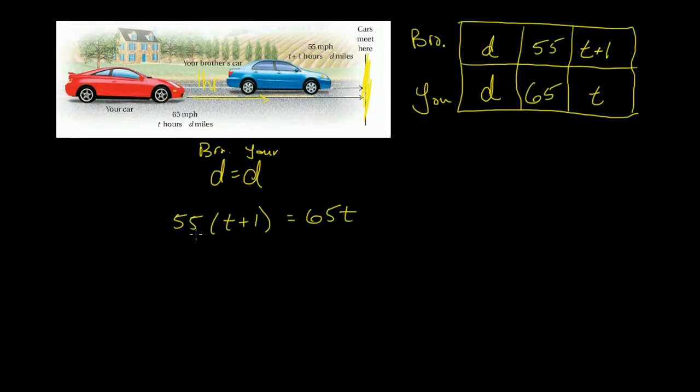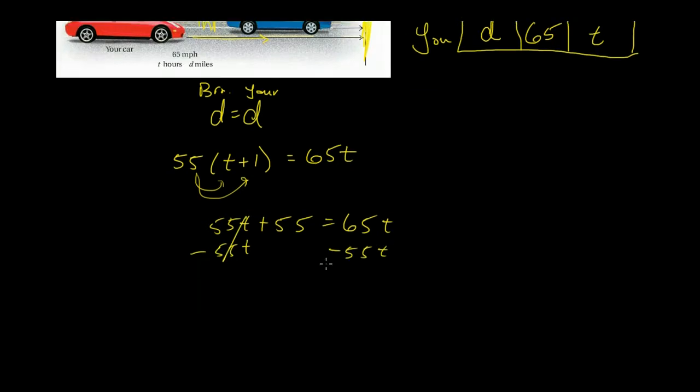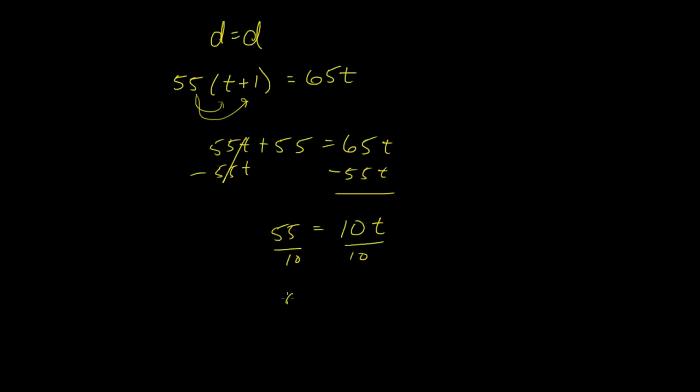And now we can solve. Distribute the 55. I've got 55t plus 55 equal to 65t. Let's bring the 55 t's over here, and those cancel. We have that 55 is equal to 10t, or dividing by 10, we know that it'll take you 5.5 hours to catch up to your brother.